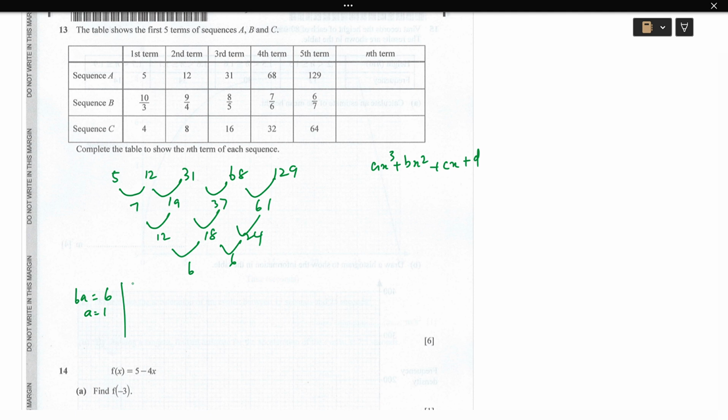Now this part equals 12a plus 2b, and 12a plus 2b equals 12. When we put a equals 1 here, it is 12 plus 2b equals 12. So 2b equals 12 minus 12, which is 0, so b equals 0. Next, the first difference is going to be 7a.